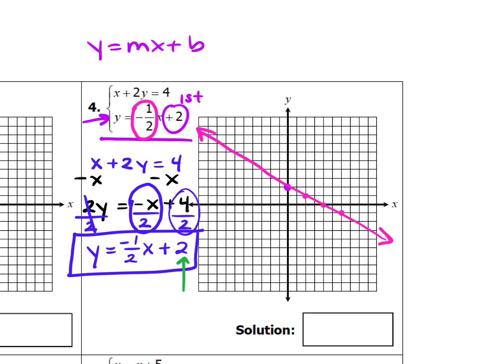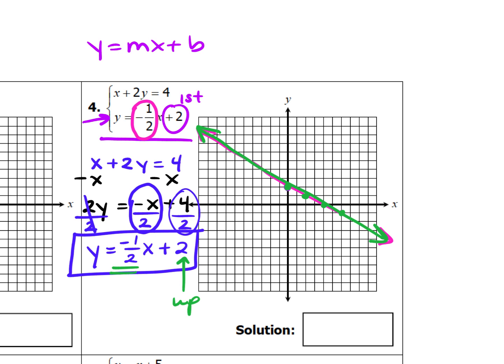It is the same. We're going to move up 2 for my y-intercept. So up 2 puts me here. And then my slope is down 1 over 2, down 1 over 2, down 1 over 2. It is the exact same line.